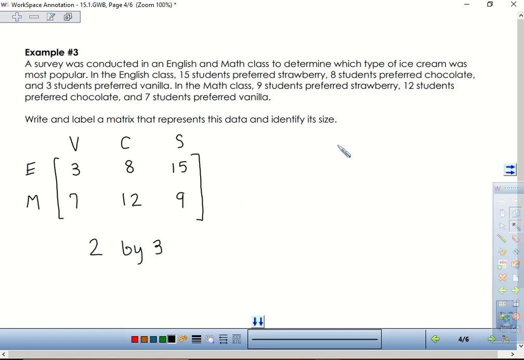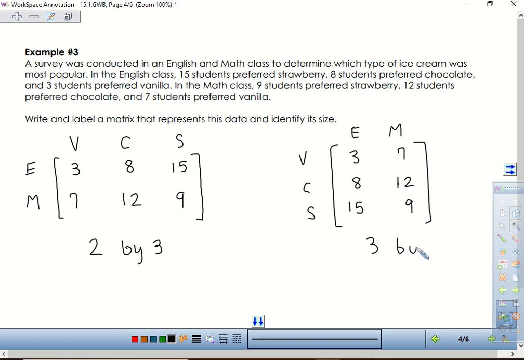Now you could also correctly represent this data by doing the vanilla, chocolate, strawberry as your rows and the subject areas as your columns, right? And that would be 3, 8, 15, and 7, 12, 9. So everybody see how there were two correct ways to represent the data.